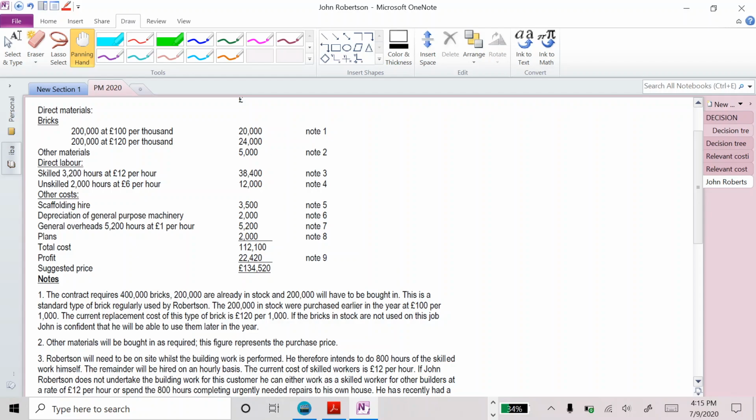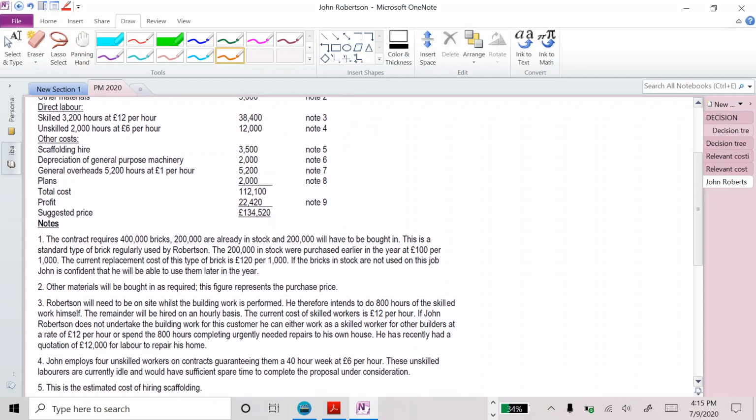The first one is direct material. The first cost is the bricks cost, and 200,000 bricks will be required, which the company will buy at 100 per thousand, and another 200,000 bricks which the company will buy at 120 per thousand, and for both there is note number one given here. So let's read what note number one says, right?